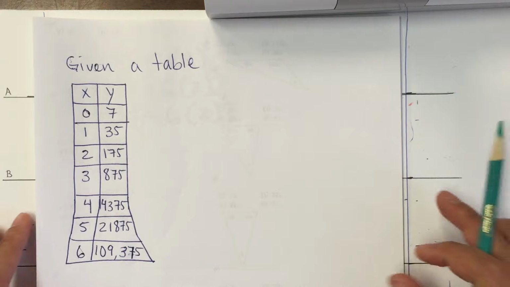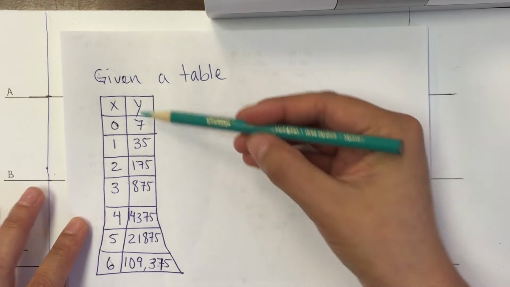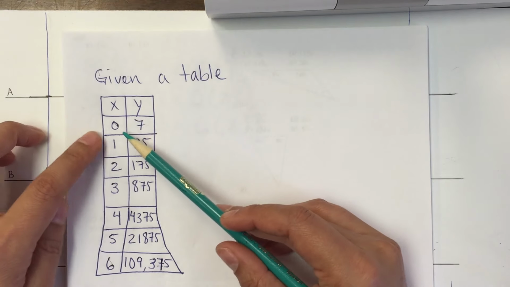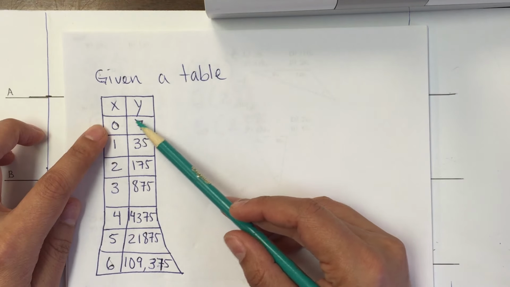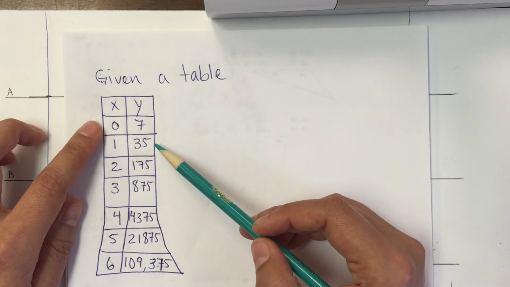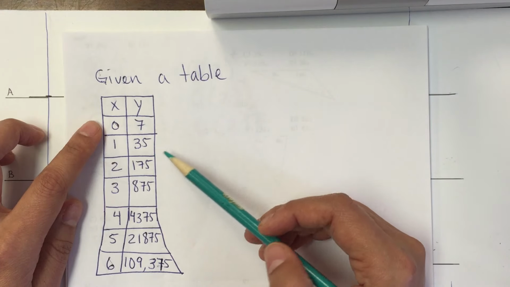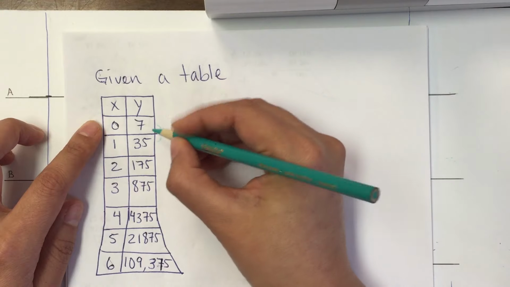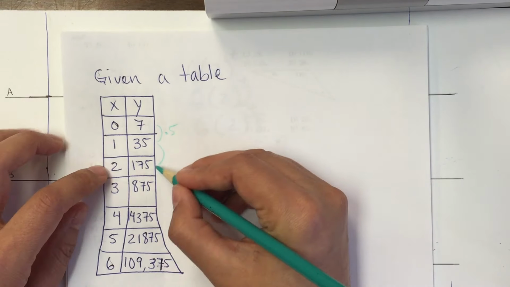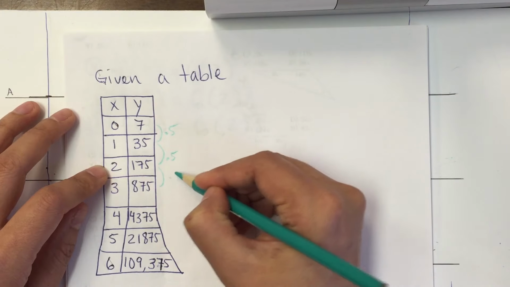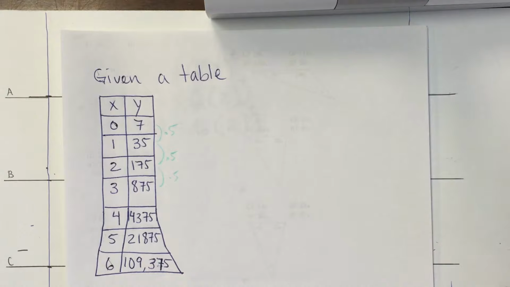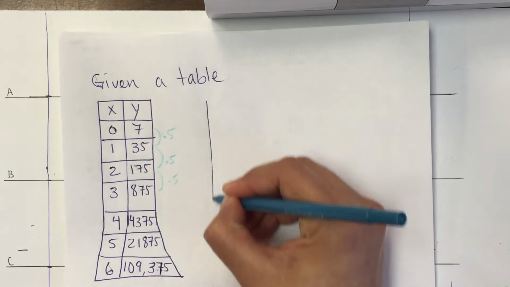Sometimes they're going to give us a table. Let's say that this table represents spam email. Somebody sends 7 emails, and they're asking each one to send it to 5 people. If you notice what is happening here, you're multiplying by 5, multiplying by 5, multiplying by 5. So it's growing by a factor of 5. How would my graph look for this one?